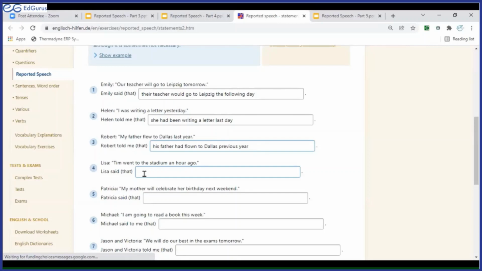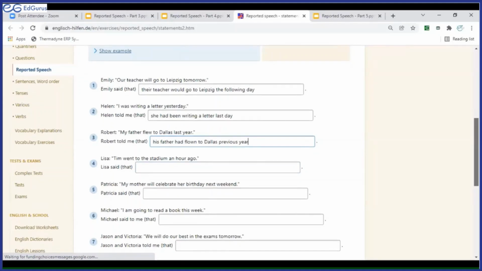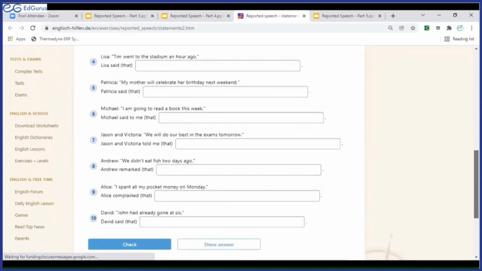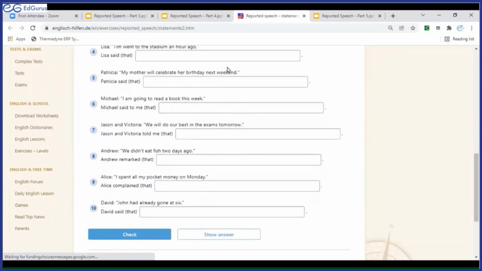Okay, the next. Patricia said, my mother will celebrate her birthday next weekend. Patricia said that her mother would celebrate her birthday the following weekend. Correct, very correct. Good going.